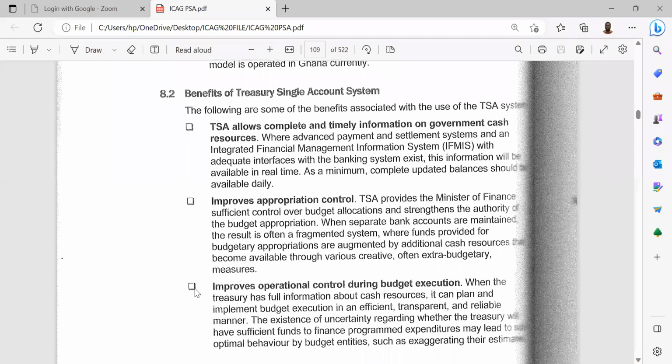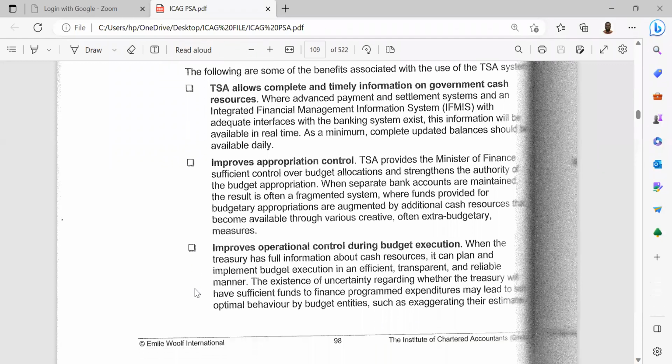The next one says that it improves operational controls during budget execution. Here lies the case. I said that every government program or every government activity is supposed to be geared towards what? Is it the development or the improvement of the citizens? It's supposed to be geared towards one thing: value for money.